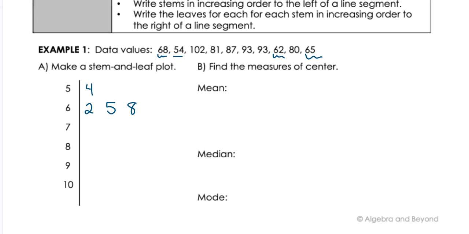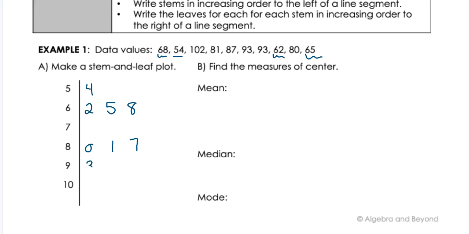So we're going to continue on. There are no 70s, so I'm not going to put anything there. For the 80s, we have an 80, an 81, and an 87. And again, we're organizing the data, so we want to keep things lined up so it's easy to see which group has the most and that kind of stuff.